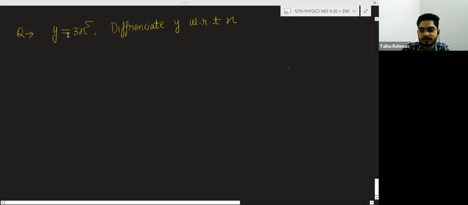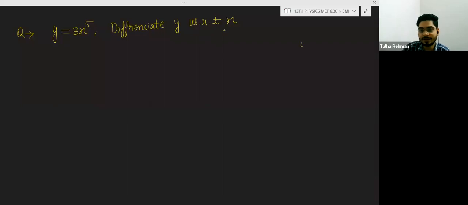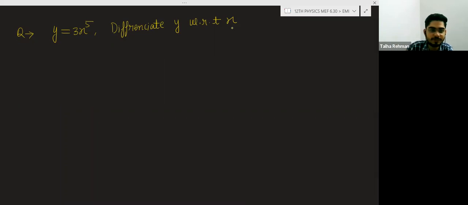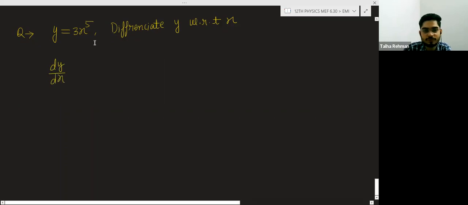Now this one: differentiate y with respect to x. Here I have not written divide y with respect to x. Here you are applying something different. You are just differentiating y with respect to x. So how do you write differentiating y with respect to x? dy by dx. This is the differentiation of y with respect to x.